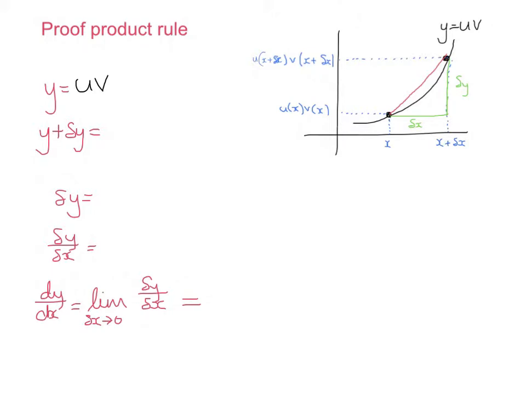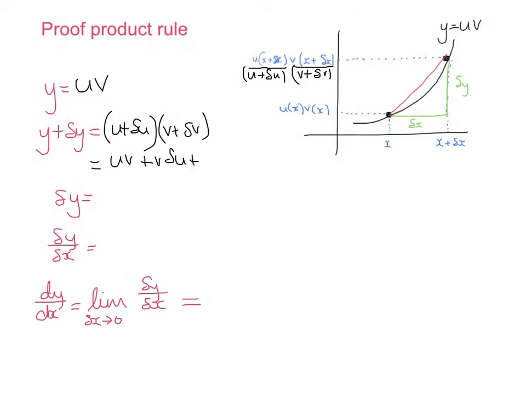So what I'm going to do here is write u plus a little bit of u to represent u of x plus a little bit of x, and similarly v plus a little bit of v to represent the function v evaluated a little bit further on than the original x. So it just means I don't have to bother with putting of x in this thing here. So this is u plus delta u, v plus delta v, which if we expand it out is uv plus v delta u plus u delta v plus delta u delta v.